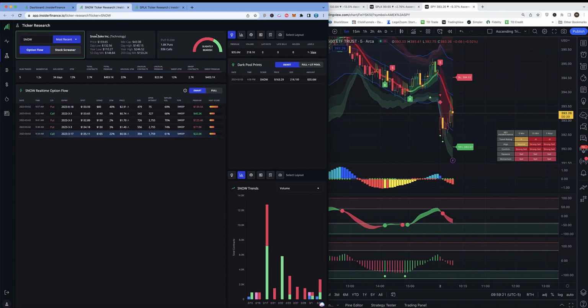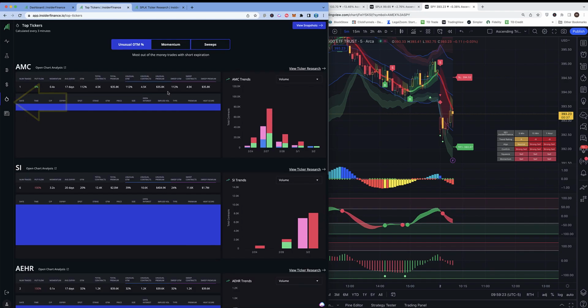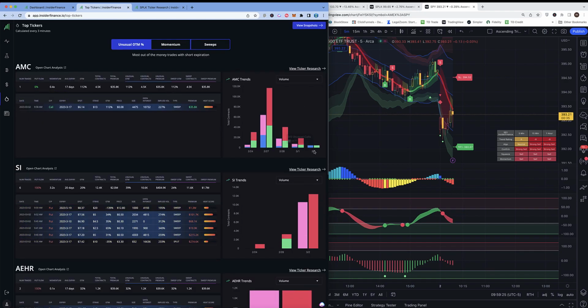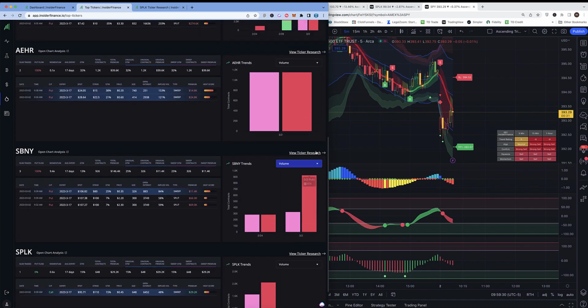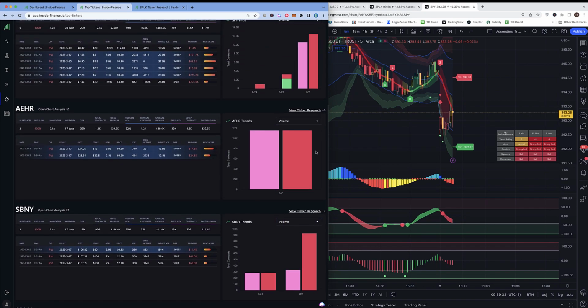One of my favorite things to do is view the top tickers found here on the left. This list of 5 highest conviction tickers refreshes every 3 minutes. What I look for are multiple orders or very high volume of unusual orders.